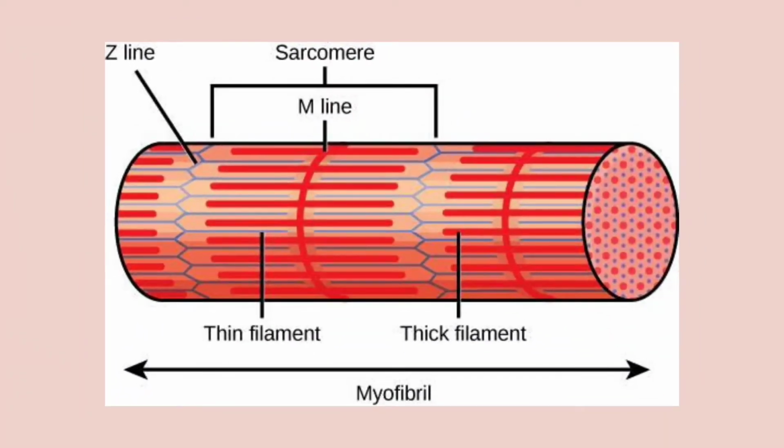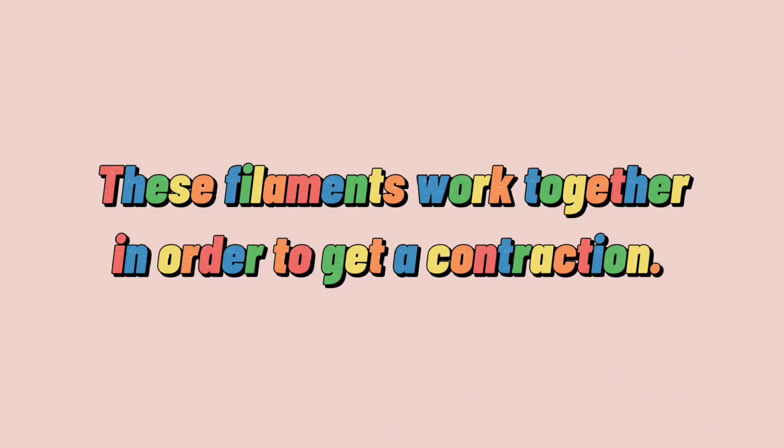Inside of the bundle, you'll see individual fibers called myofibrils, and on the myofibril, there are individual parts called the sarcomere, which are the actual contractile units of the myofibril. Inside the myofibril, you see thick and thin filaments. These filaments work together in order to get a contraction.